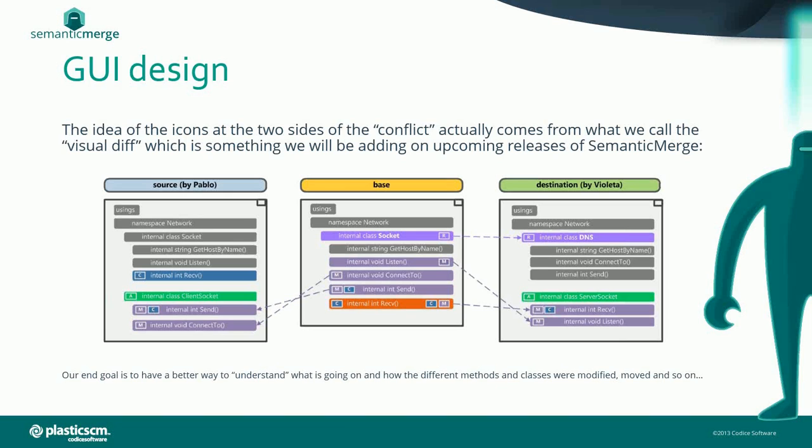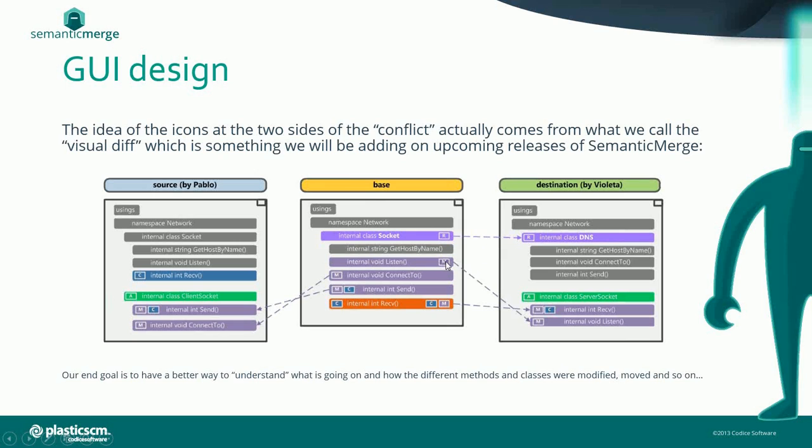This is actually a draft of something we are working on, which is visual diff. Look at the three contributors: the base, the source changed by me, and the destination changed by Violeta. Now, if you look into the center piece, you see, okay, the class Socket was actually renamed to DNS. Okay, that's very simple to understand.